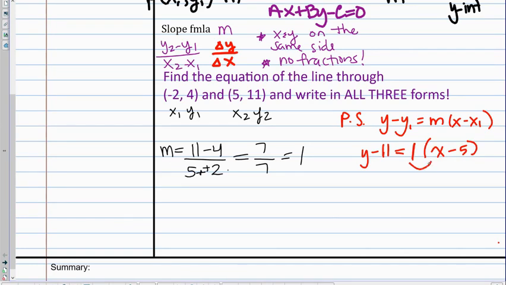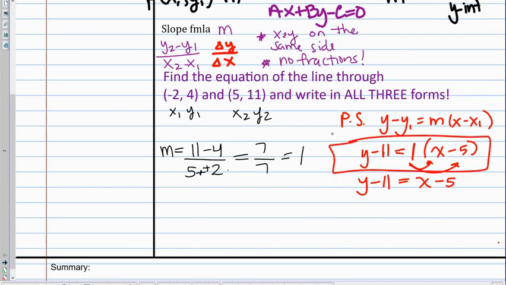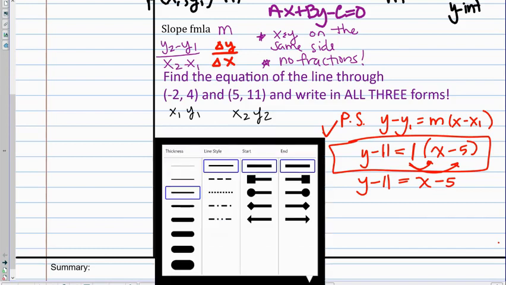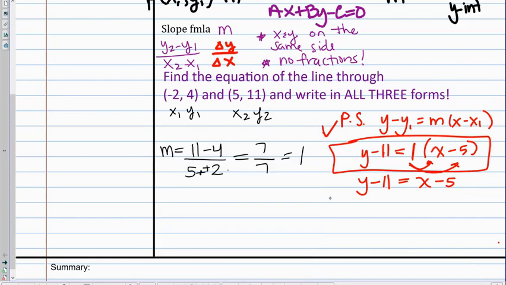What I'm going to do next is distribute. So I have y minus 11 equals 1x minus 5. Okay, this, guys, is point slope formula. You did it. Then I got super excited to change into slope intercept because I like that the best. So now I'm moving into slope intercept here, and you will see that when I add 11 to both sides here, I get y equals x plus 6. Again, that's everybody's favorite.